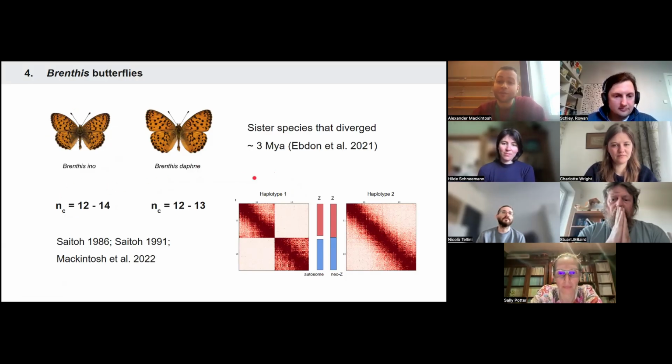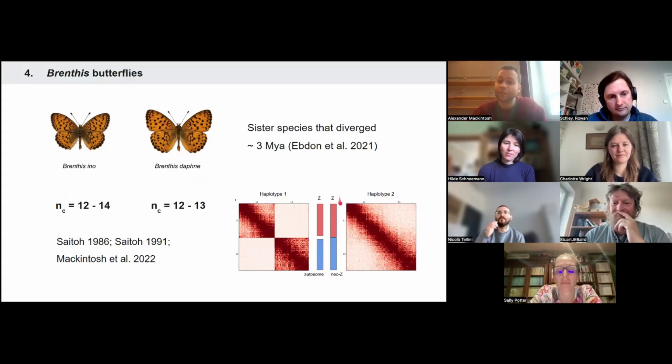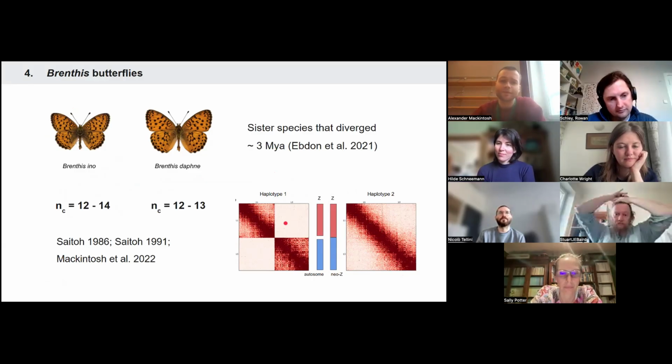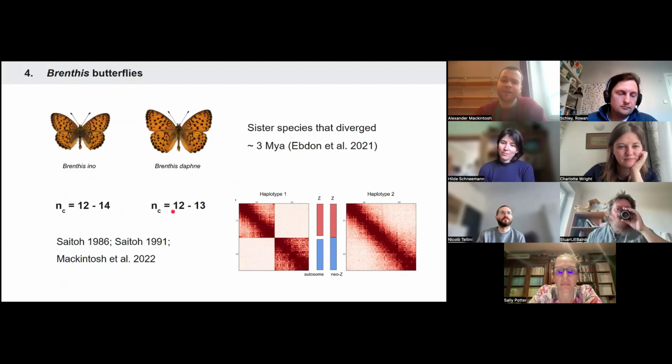The individual that we Hi-C sequenced turns out to be heterozygous for a chromosome fusion. On one haplotype, the Z and an autosome are fused, and you see this in the Hi-C map. But on the other haplotype, they're actually separate. What this told us at the time is that we have a pair of species that are fairly recently diverged, and that there are chromosome rearrangements happening at a high rate, or at least still segregating in the populations.